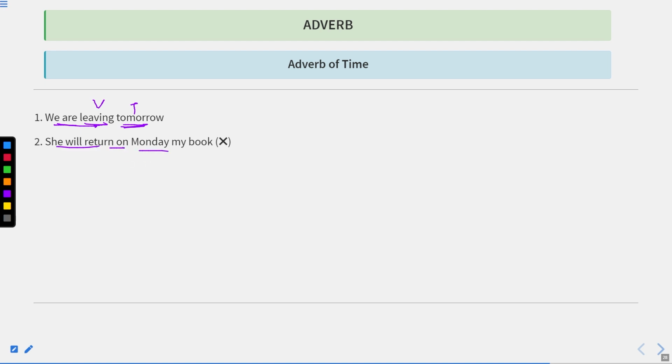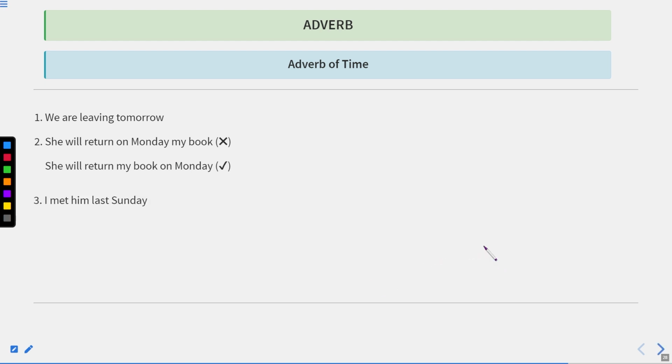She will return on Monday my book. Now the sentence is incorrect. Why so? You can see that return is the verb, on Monday is time, and my book is the object. I told you that this adverb of time should be placed after the verb and the object in a sentence. So the correct sentence will be, she will return my book on Monday. Now the sentence is correct.